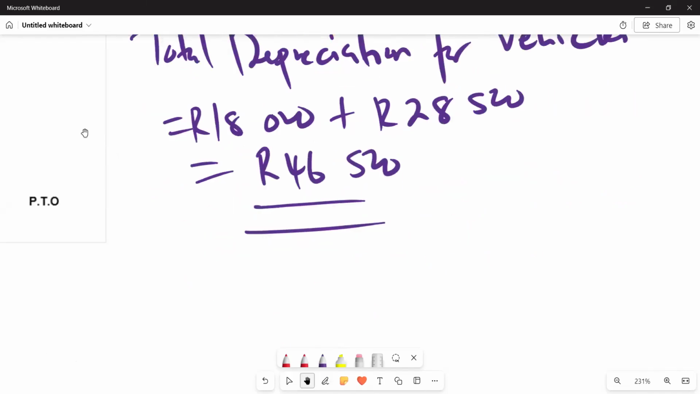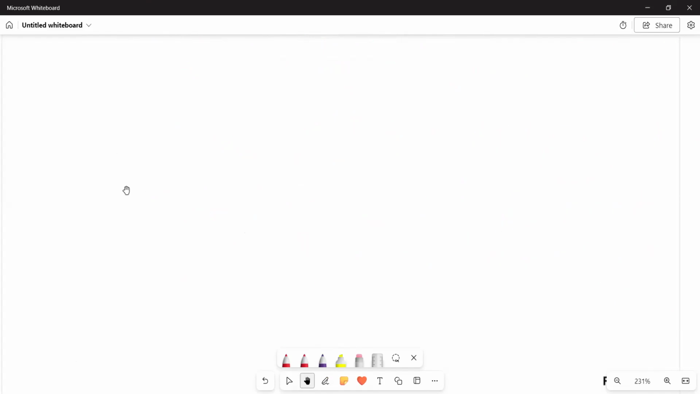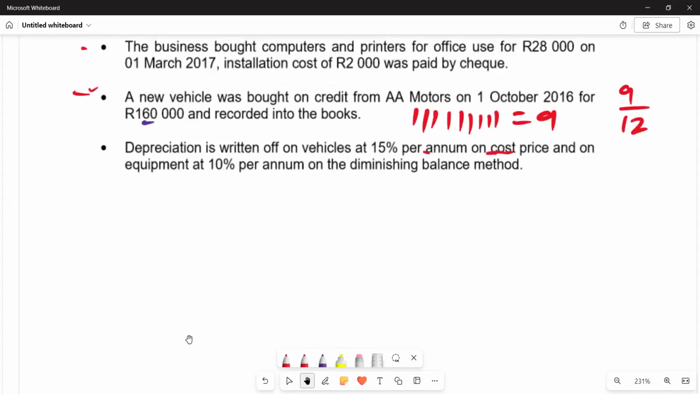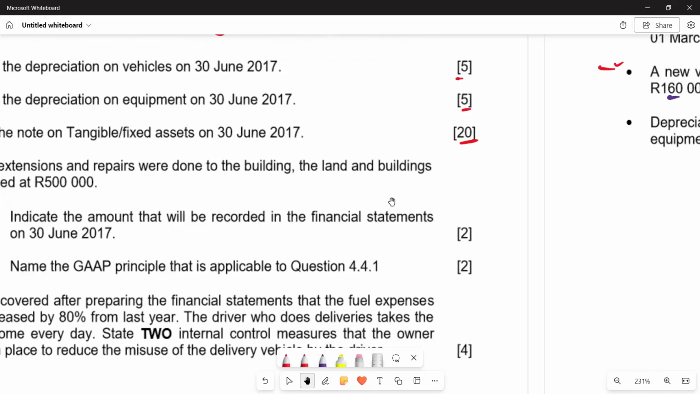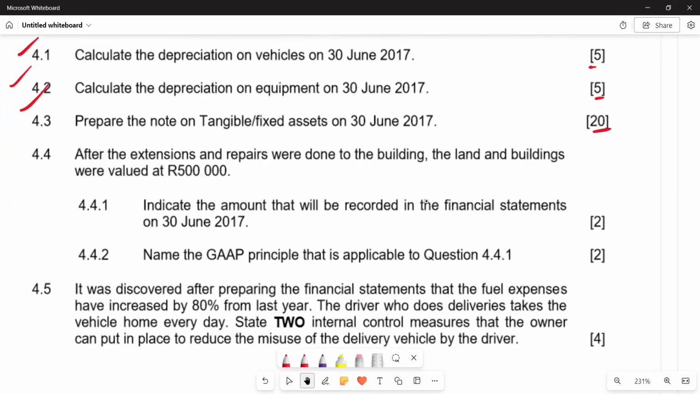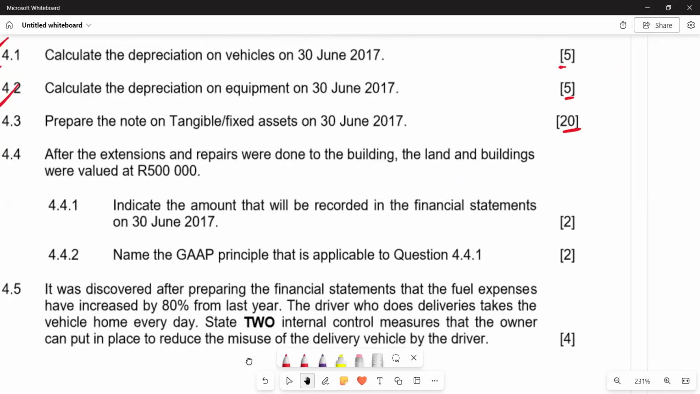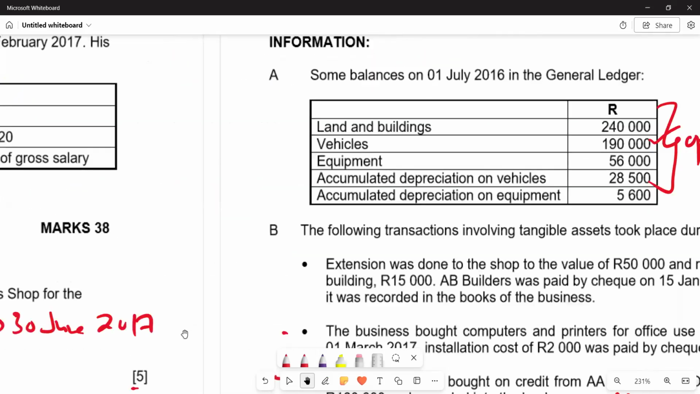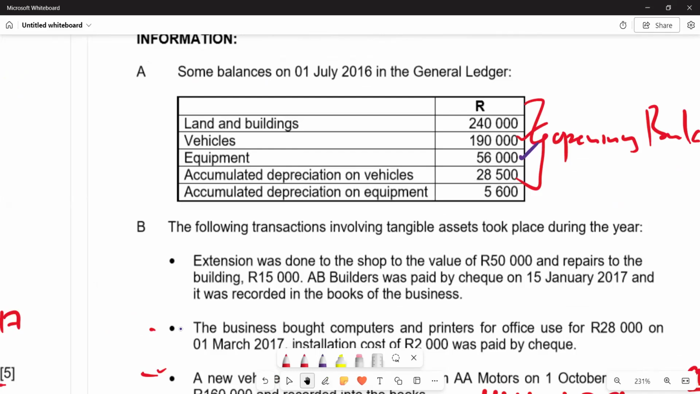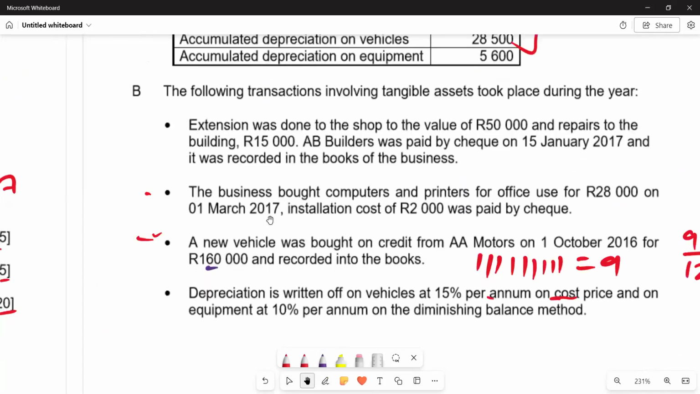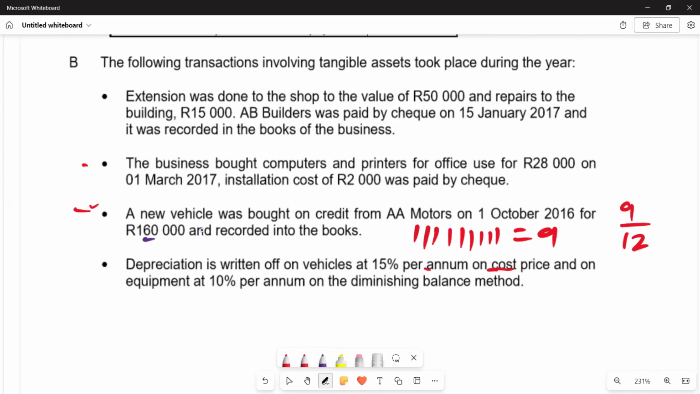Then we go to the second part of the question, which is to calculate the depreciation on equipment. On equipment, again, we are going to do the same. We go to the list of balances at the beginning. You are told that equipment at the beginning had a cost of 56,000. And we can go to the Excel information to see what it says about equipment. They bought computers and printers for office use for 20,000 on 1 March 2017, and an installation cost of 2,000 was paid by check.